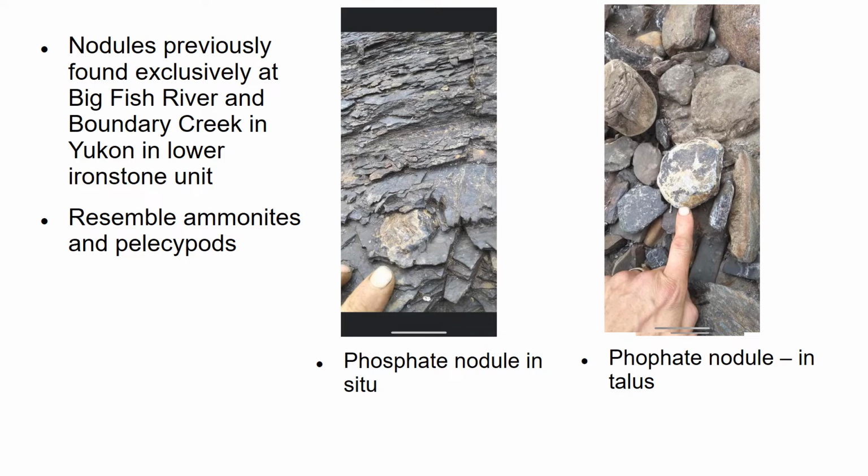The nodules can be found very much similarly to Big Fish River as nodules in talus, but also can be found in situ. At Big Fish River, they have been described to resemble ammonites and pelecypods with distinctive features highly suggestive that these formed after fossils.